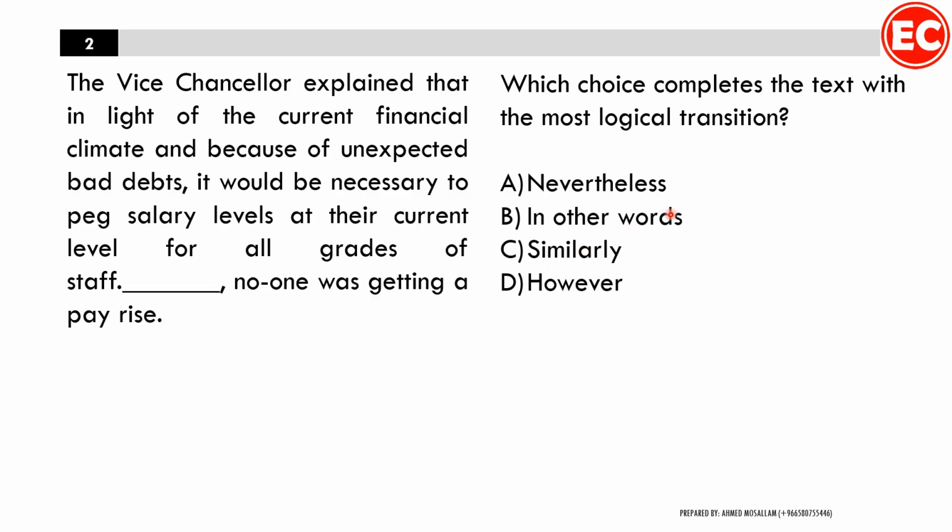Nevertheless means but, however means but, both of them have the same meaning, so most likely they will be cancelled. And usually when you have in other words and similarly in the options, the answer will be between them, so you have to read carefully to know what the answer is. So I'll give you time: pause the video and try to answer it before I move to the answer.